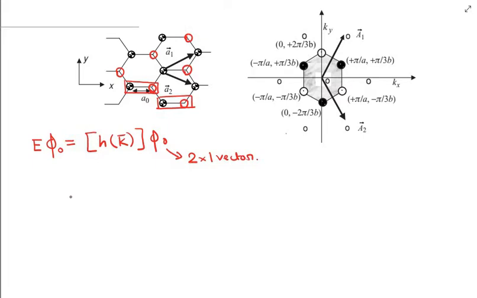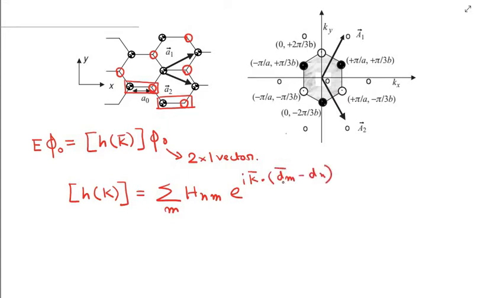Okay, and hk is basically given by summation over m, hnm, e to the power i k dot (dm minus dn), where dm is the vector corresponding to the mth unit cell and dn is the vector corresponding to the nth unit cell.